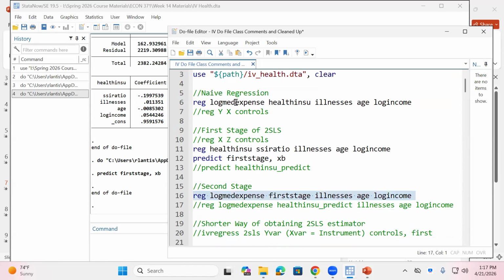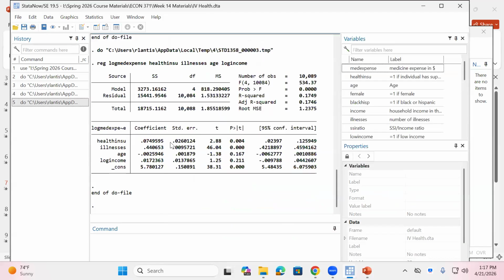Once I do this, I'm going to go back and say, okay, what if we didn't use an instrument? My naive regression, it actually looks like having health insurance increases my medical expenses. Well, maybe, right? If I have health insurance, am I more or less likely to go to the doctor? More likely, which means I might incur additional medical expenses, right? But we also talked about the omitted variables that might lead to this relationship flipping the sign, making it smaller or larger.